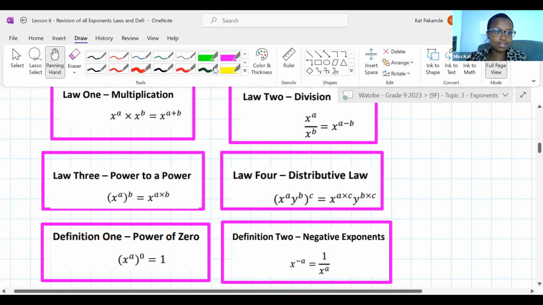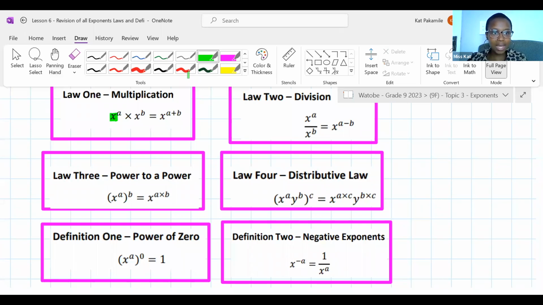Law number 1 says multiplication. When we multiply two numbers, but they have the same base, then we add our exponents. Okay, I think that's pretty straightforward. The only thing that might catch you out is you have to be multiplying. It literally says multiplication, guys. Don't get caught out by addition and then start applying the incorrect rules. Don't do that. Okay, it says multiplication. I think that's pretty simple and straightforward.